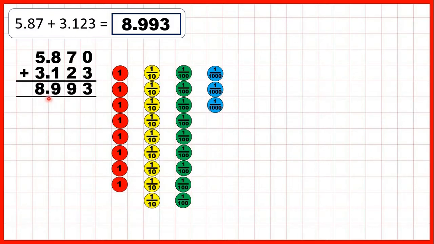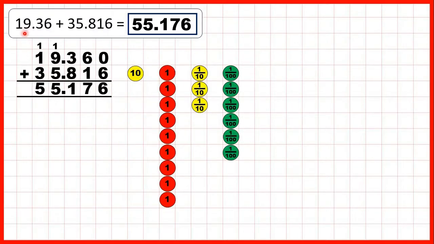Then we added 1 tenth, to give us 9 tenths, and finally we added 3 ones to give us 8 ones in our answer. Then we started with 19.36, so that's 1 ten, 9 ones, 3 tenths and 6 hundredths. First we added 6 thousandths, and because we didn't start with any thousandths, that left us with 6 thousandths in our answer. Then we added 1 hundredth to give us 7 hundredths in our answer.